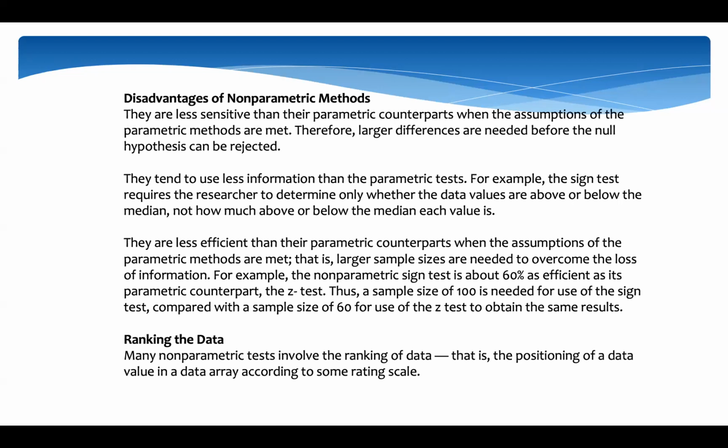Okay, so the disadvantage of non-parametric methods is that they are less sensitive than the parametric counterparts when the assumptions of the parametric methods are met. Therefore, larger differences are needed before the null hypothesis can be rejected. That means what? We know that reliability is the key in parametric tests, right? So if the reliability is not there, then on what basis are we actually rejecting a hypothesis based on a non-parametric test? The difference or the significance should be so extensive that the hypothesis can be rejected, right? Then only will we be able to reject that hypothesis based on a non-parametric test.